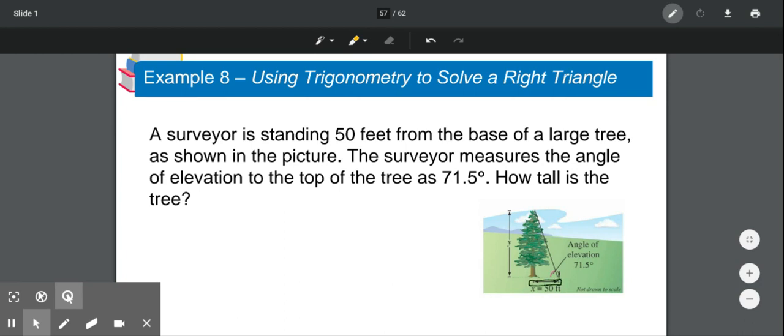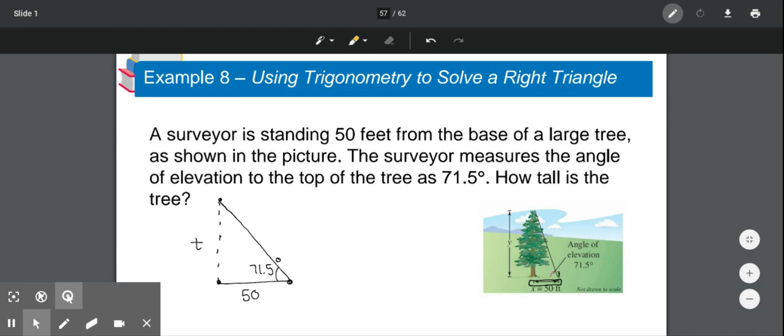If I draw this a little bit bigger, so this is our tree, and our surveyor is here, and that distance is 50. And it says the surveyor measures the angle of elevation to the top of the tree is 71.5. So if this is the top of my tree, and the guy's looking up, or the girl, either one, this is 71.5 degrees. And then the question is, how tall is the tree? Right, so this is our tree over here. We'll call that side T. We want to know how tall the tree is.